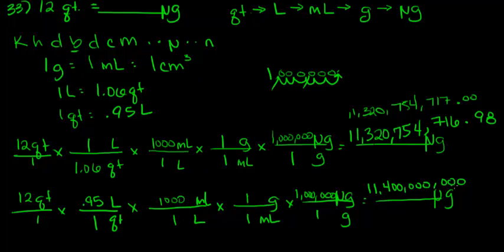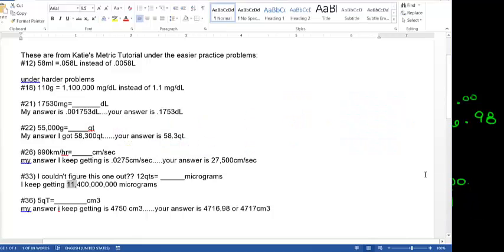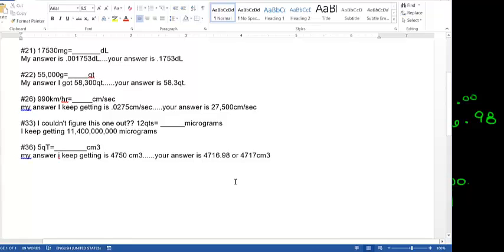11,400,000,000. There's the thousands and the hundreds place. And that's it. And those are the possible answers. And it looks like you got that, so that's perfectly fine. Well done. Okay, let's move on to our last question.